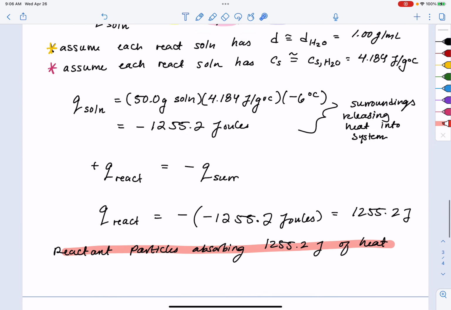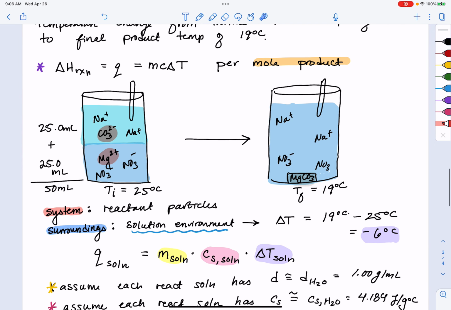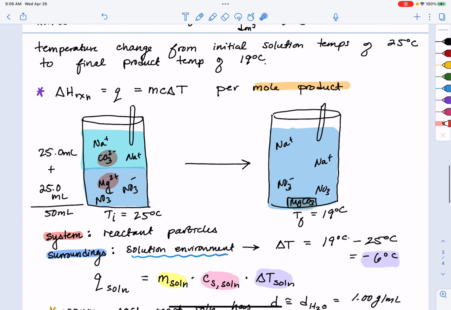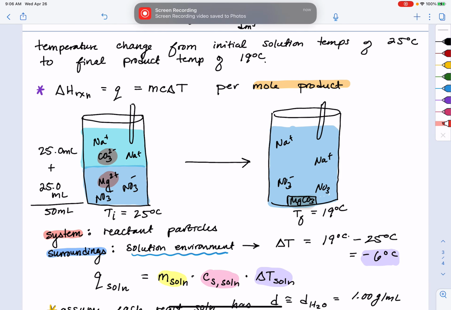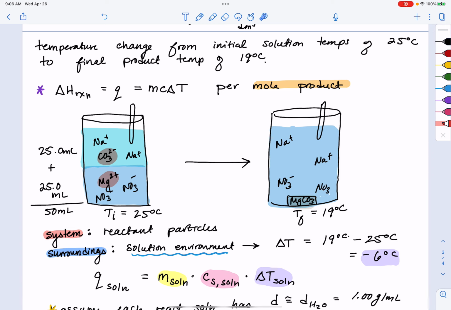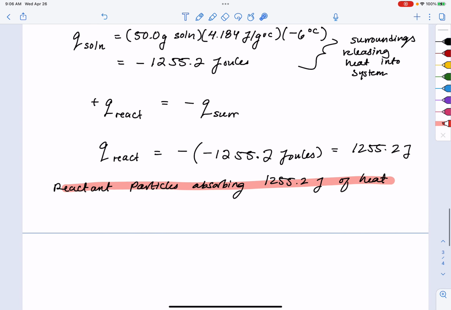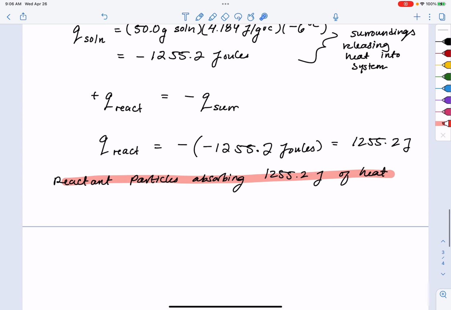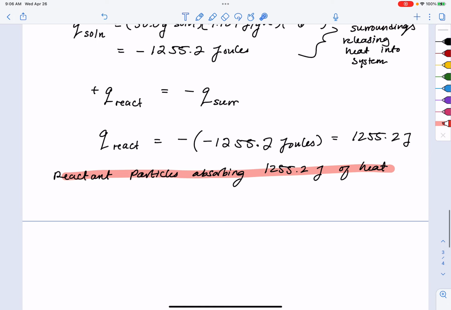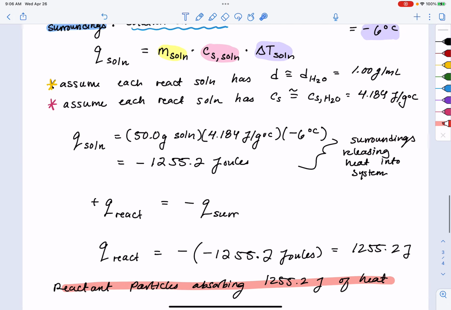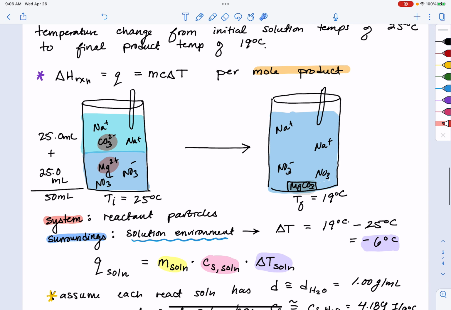We left off trying to figure out the heat of reaction, and we know that the heat of reaction for this particular precipitation reaction, and all heats of reaction in general, are always calculated per mole of product, or sometimes even per mole of reactants that's reacted. So we were able to get the amount of heat that our reactants had to have absorbed. And now we need to figure out how that amount of heat can be put into proportion with the amount of moles of product that are formed.